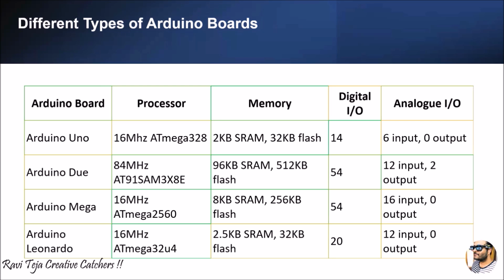Okay. Coming to the Arduino Leonardo, it comes with again a clock frequency of 16 megahertz with a controller called Atmega 32U4, and it has a memory of 2.5 KB SRAM as well as 32 KB flash, and comes with 20 digital I/O pins and 12 analog pins.